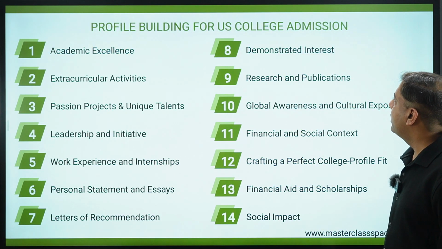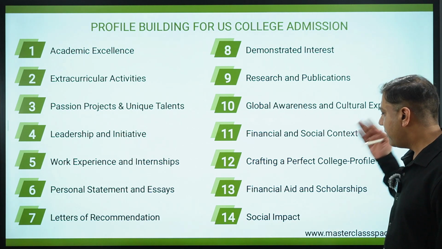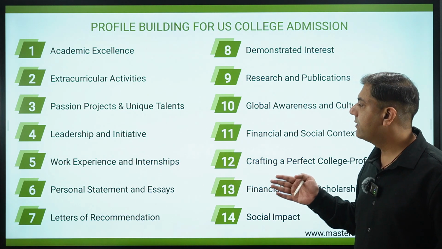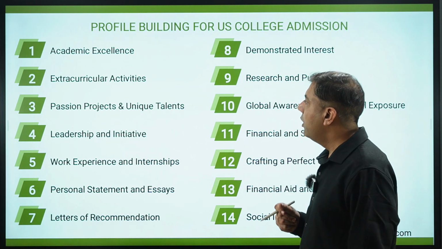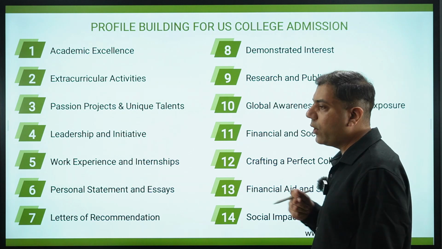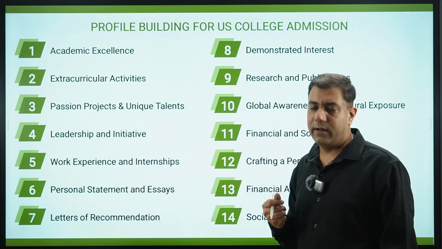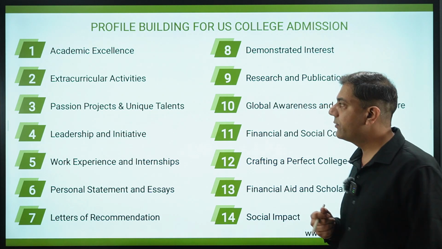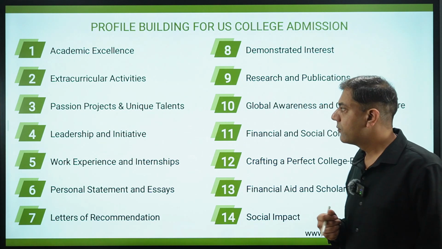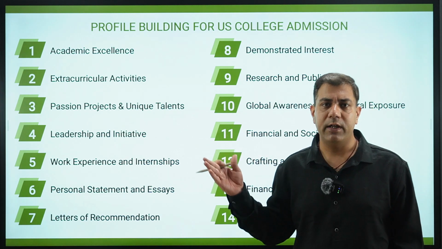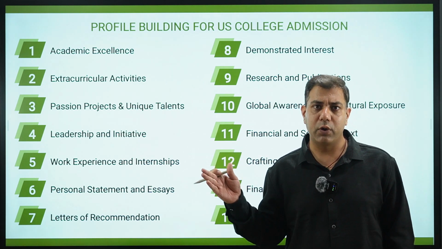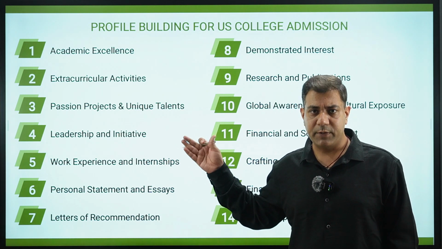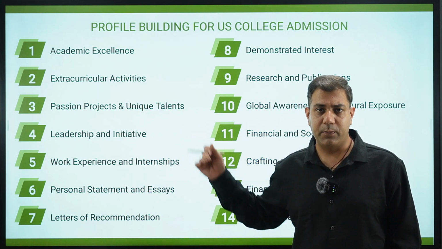Profile building for US college admissions, we have covered 14 points. These are the 14 most important points. The first one, as you can say, what does a profile require? The first one is academic excellence, then comes extracurricular activities. We will be describing each one by one as you go ahead. Right now, these are the titles. From the next slide onwards, we'll be describing each and every point, so don't worry about it.